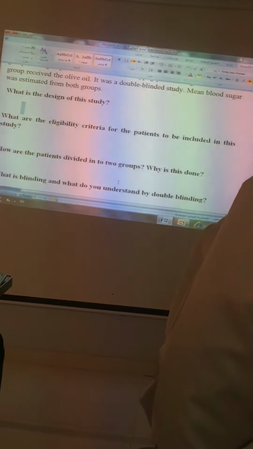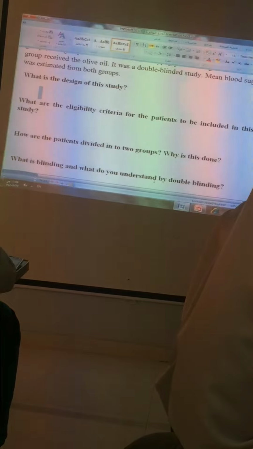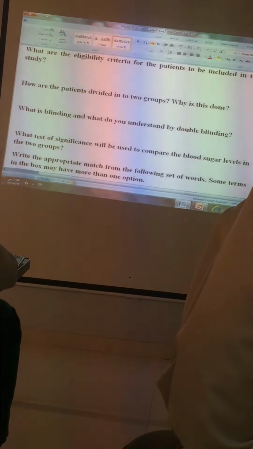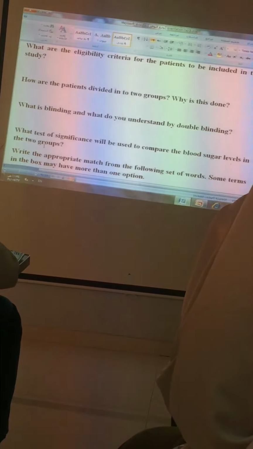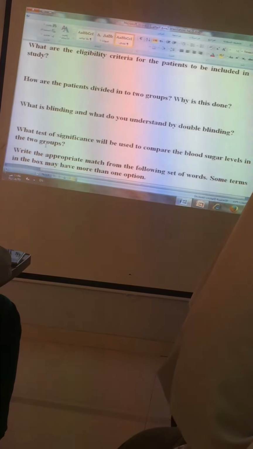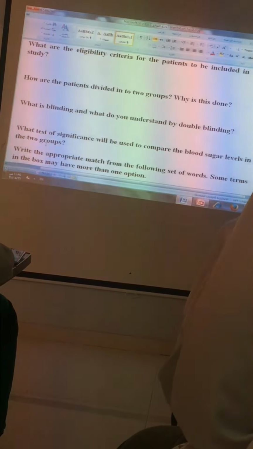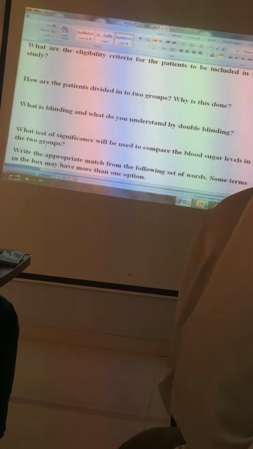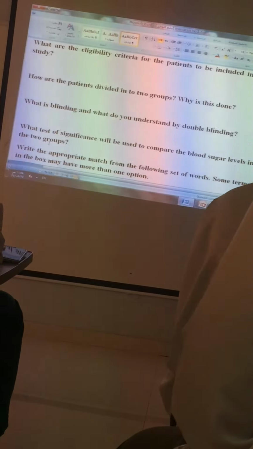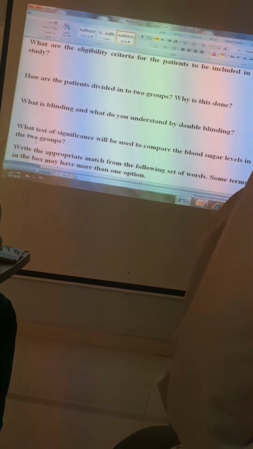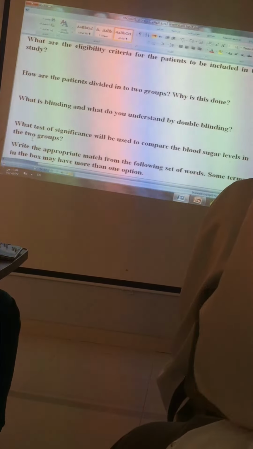Confounding. What is blinding? And what do you understand by double blind? What test of significance will be used to compare the blood sugar levels in two groups? The t-test, because it's two groups. If it talks about one group, before and after, it is the paired test. If it tells us about more than two groups, then another test. What is the appropriate match for the following?